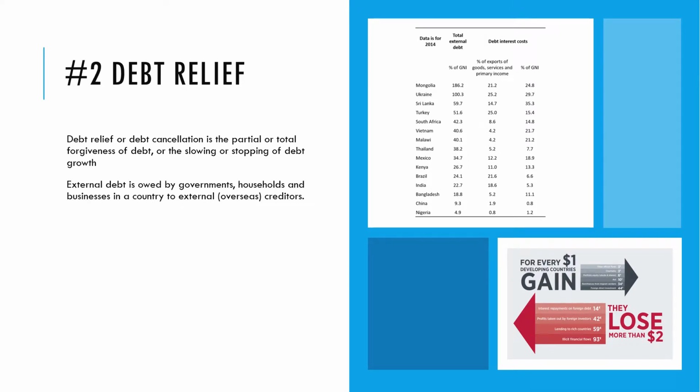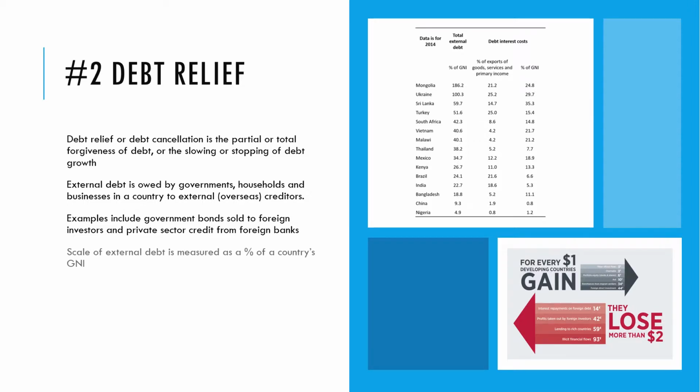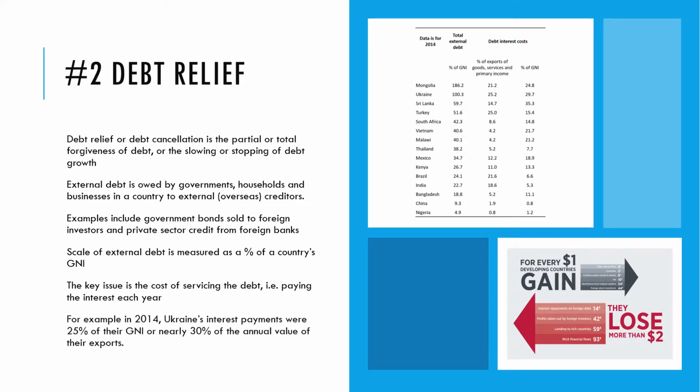External debt is owed by governments, households, and businesses in a country to external overseas creditors. Some examples here are government bonds and private sector loans. Often the key issue is the cost of servicing the debt, so paying the interest each year, which puts a drain on a government's resources. So for example, in 2014, Ukraine's interest payments were 25% of their gross national income, or nearly 30% of the annual value of their exports.